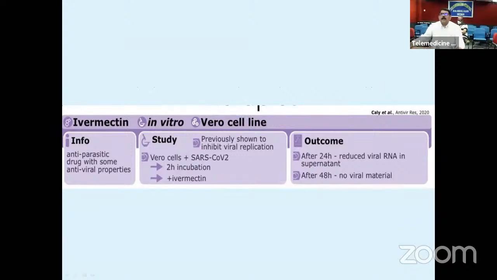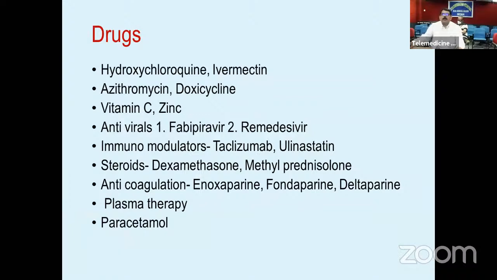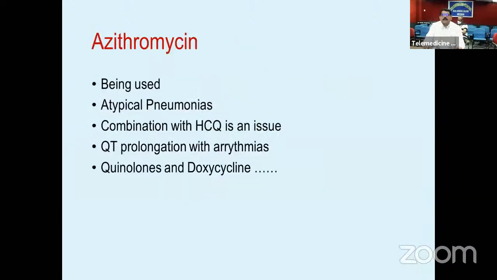The ivermectin, as you know, has antiviral properties, shown to inhibit the viral replication, reduce the viral RNA in supernatant, and after 48 hours doesn't have viral material. So usually the ivermectin is combined with the doxycycline, but all these drugs are off-label drugs. I'm telling you, whether hydroxychloroquine or ivermectin, favipiravir or remdesivir, even plasma therapy, they are off-label drugs. In view of the pandemic, they are allowed because we have hope that they can work to some extent.